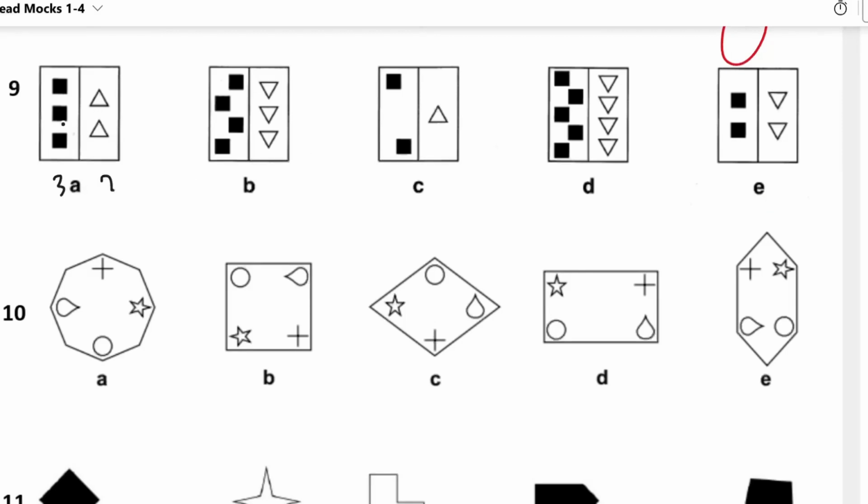On the left-hand side for question 9, we always have 1 more. If that's 3, then this one has to be 1 more than there. So if this is 3, this has to be 4. If this is 4, then this has to be 5. However, E is the only one where they have the same amount.